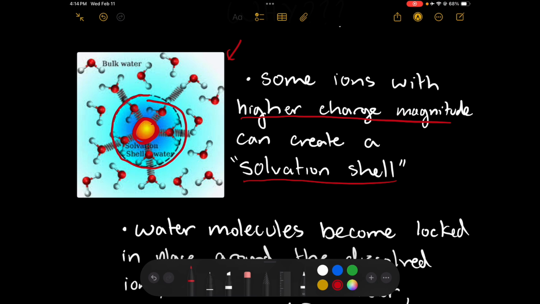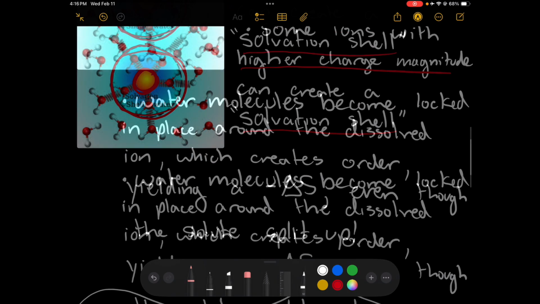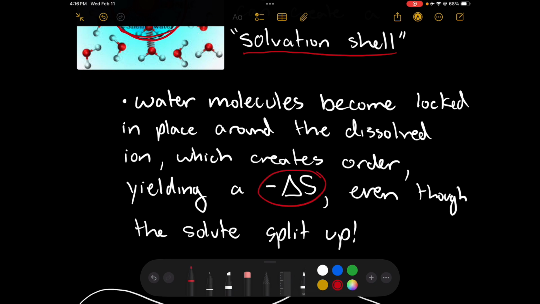But the higher your charge magnitude is, the higher your attraction between those waters and the ion is. And so when you get this solvation shell, those waters are kind of locked into place around that dissolved ion. And the entire complex, that entire solvation shell can move around. However, those waters that are immediately surrounding the dissolved ion don't really move around as much. And so what you've done with something like that is you've created a little bit of order in your solvent. Whereas with our normal dissolutions, that doesn't tend to happen as much. So you can still get a negative delta S even though your solute split up, even though you've created more dissolved ions. Since you've created some order within your solvent or your water, you are still yielding a negative delta S.